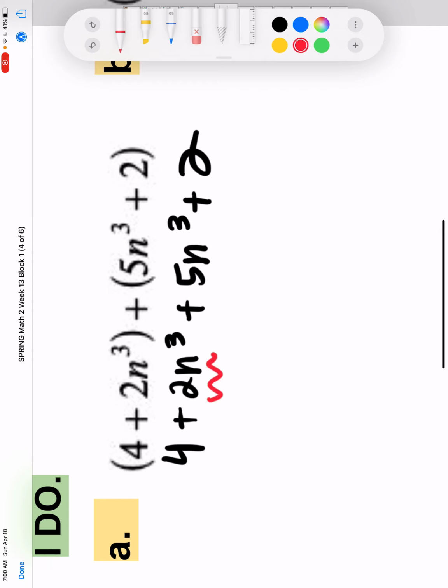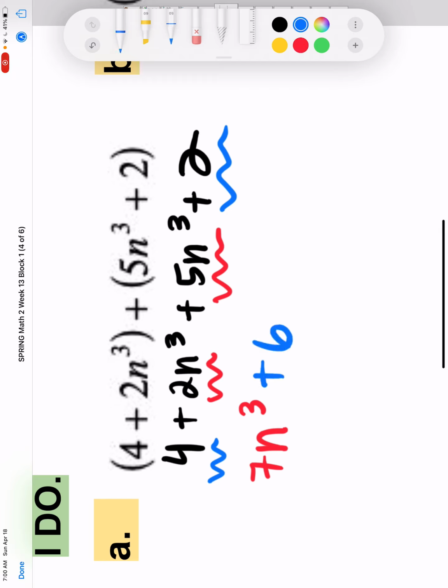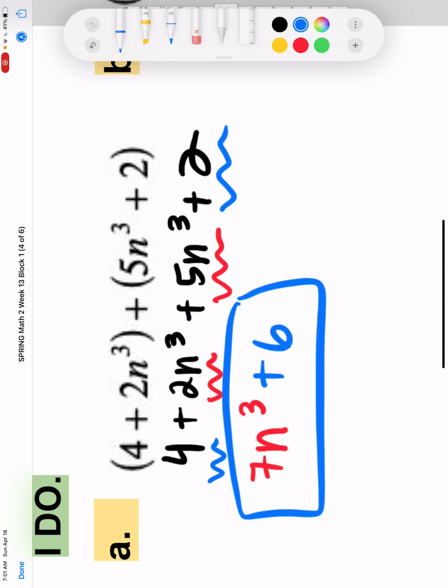So I can combine my powers of 3 together. I can also combine my constants together. Okay, so let me go ahead and do that. So for my powers of 3, I have 2n cubed plus 5n cubed. That gives me 7n cubed. And then 4 plus 2 gives me 6. So this is my solution for part A.